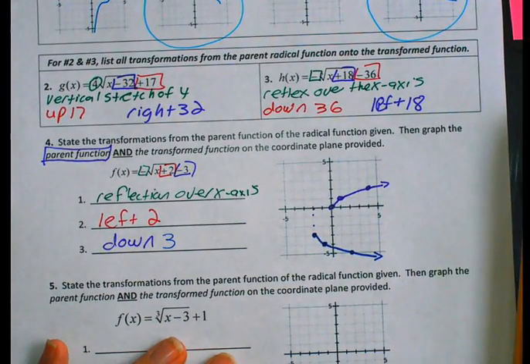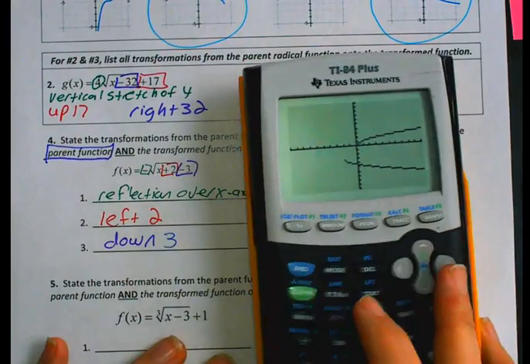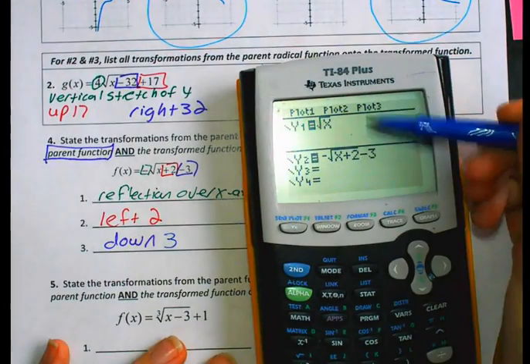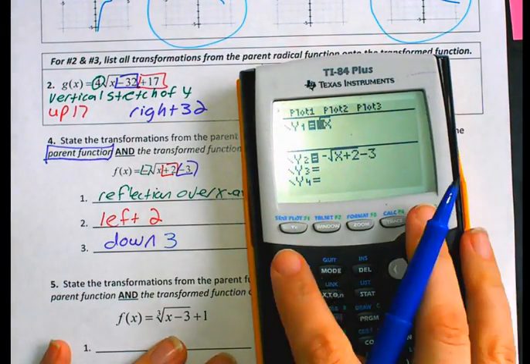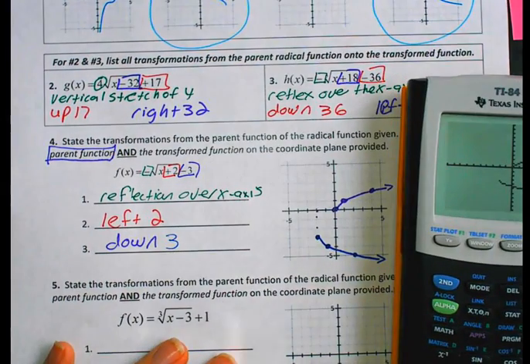Okay, and there are my two graph functions. Also, if you go ahead and put that in the calculator, put my parent function and then the transform function, and look at the graph, you can make sure that you've done it correctly.